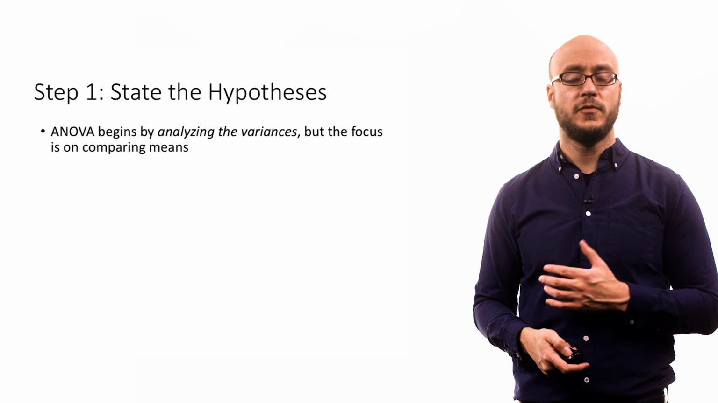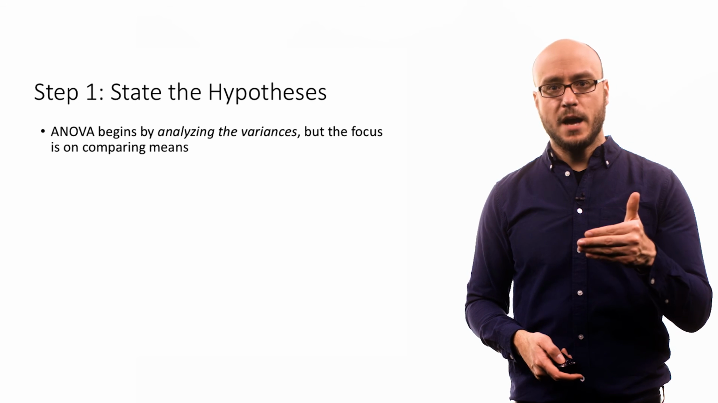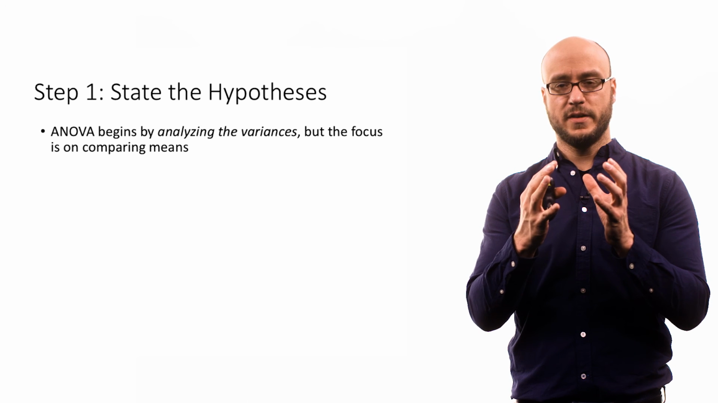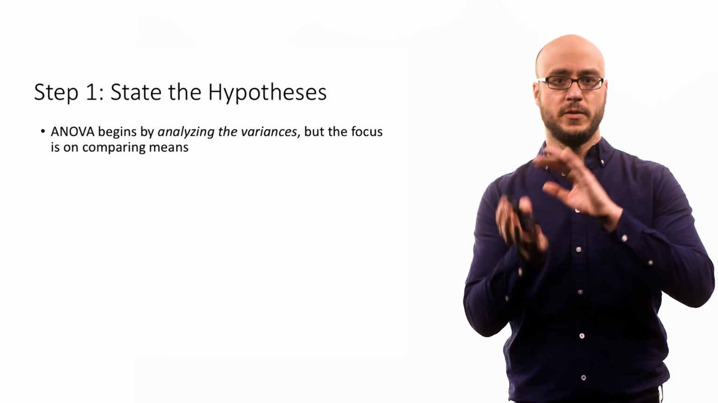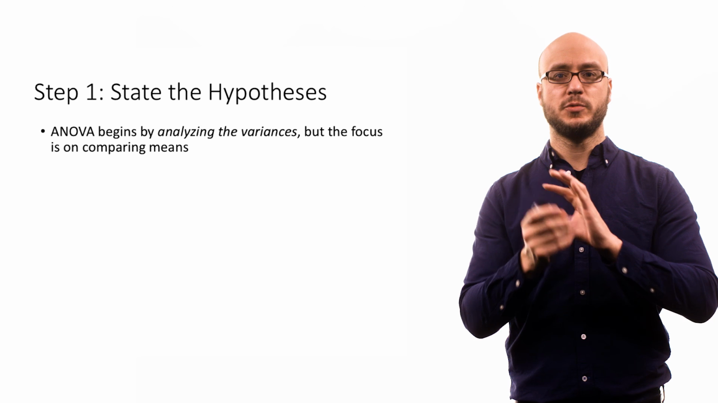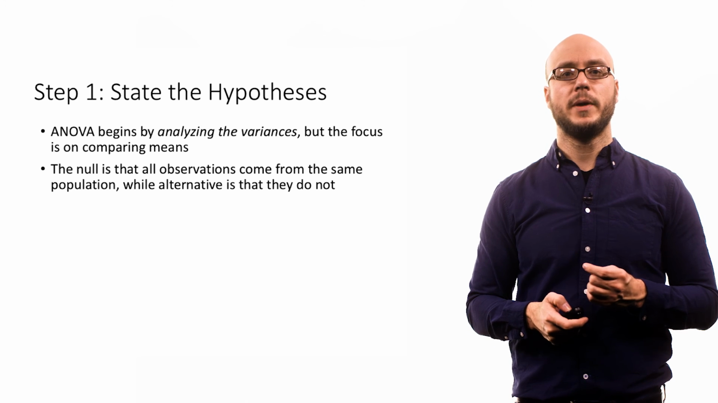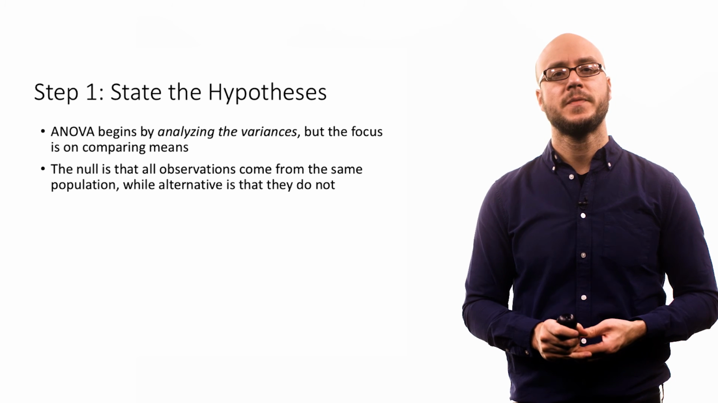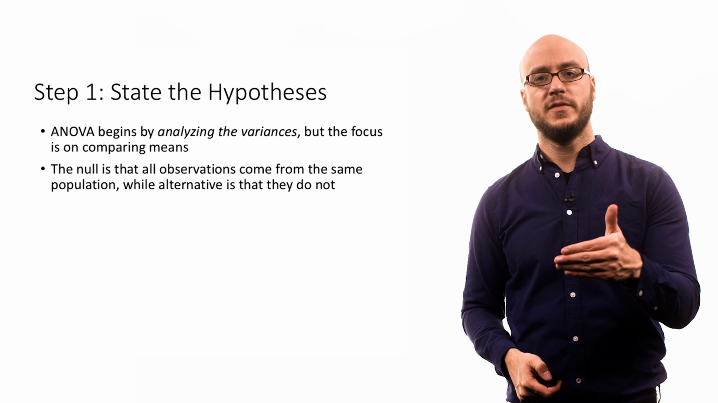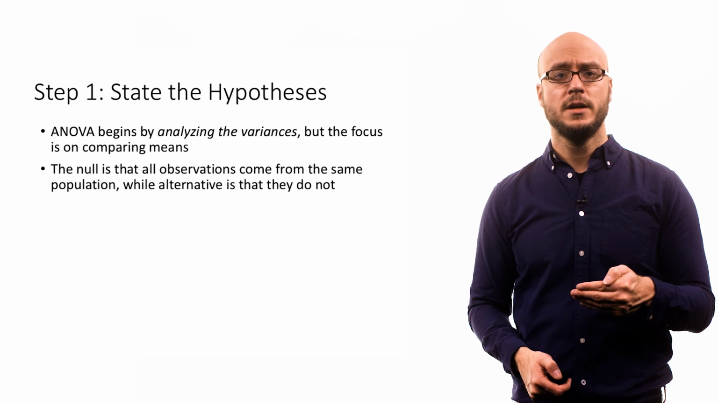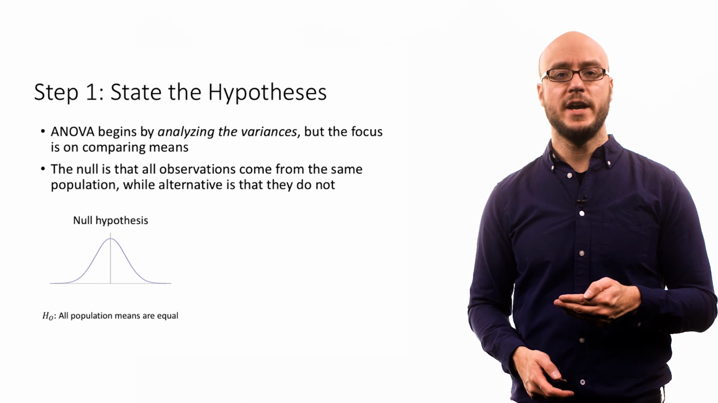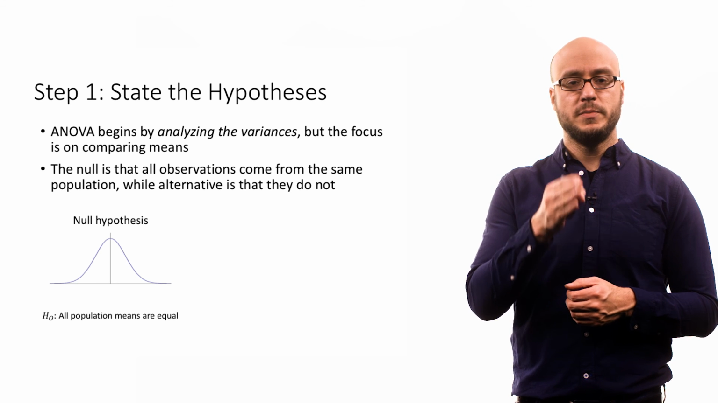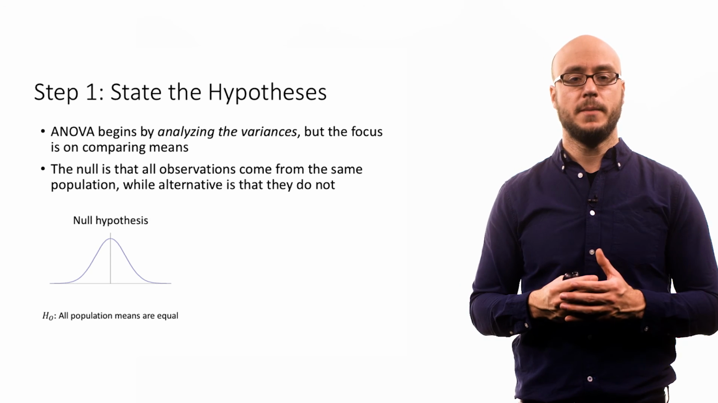Step 1 should be familiar by now. You state the hypotheses. Analysis of variance is based on analyzing the variances, partitioning the variability in our data set in terms of that within and between groups. But the focus is on comparing means. So the null and alternative hypotheses are in terms of means. The null is just that all the observations come from the same population, while the alternative is that they do not. So the null we can visualize this way. All population means are equal because they come from the same population.